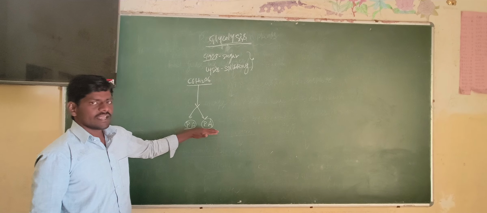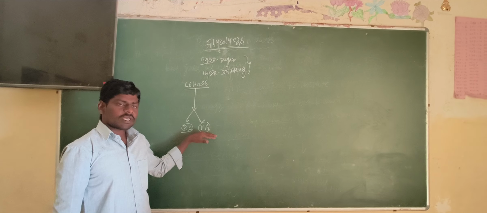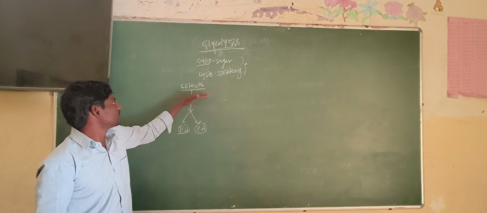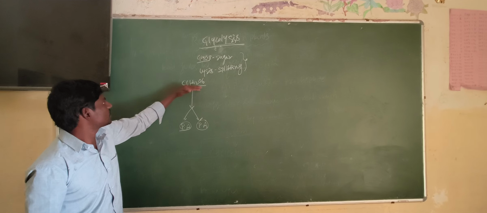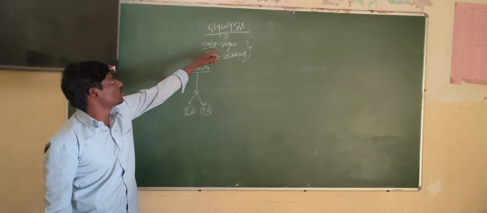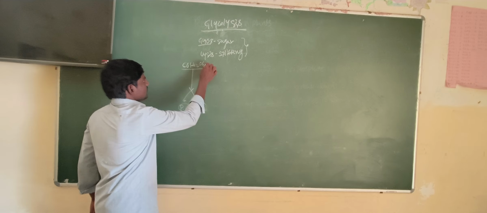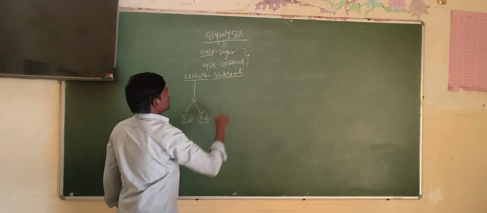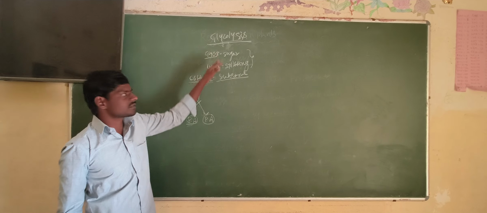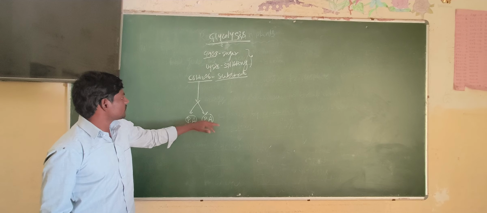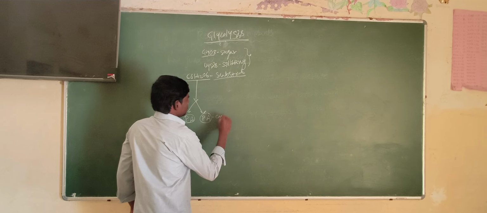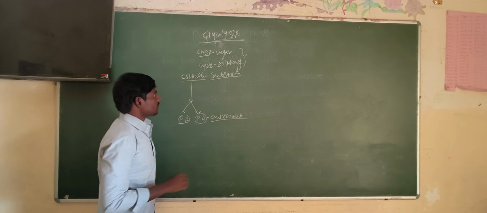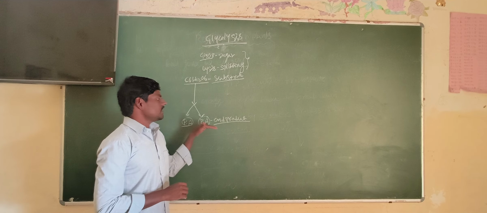This pyruvic acid is the end product of glucose, the end product of the glycolysis pathway. This is C6H12O6, the chemical formula of glucose or sugar. This is called the substrate. Substrate is nothing but what initiates the glycolysis. Two molecules of pyruvic acid are the end product.